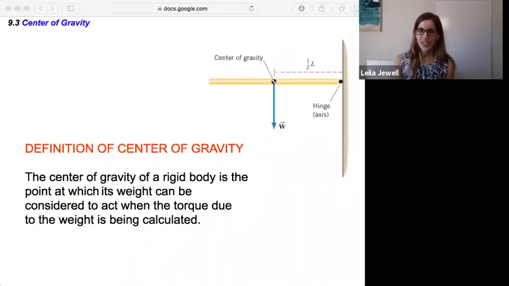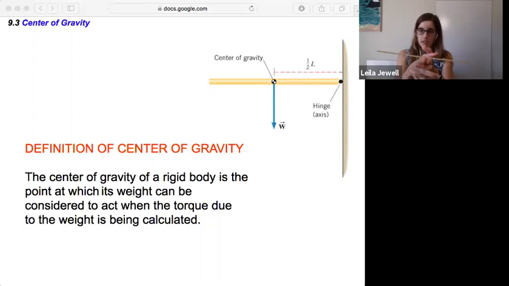Section 9.3, center of gravity. The definition of center of gravity: the center of gravity of a rigid body is the point at which its weight can be considered to act when torque due to the weight is being calculated. Center of gravity, it turns out, is basically identical to our center of mass, what we saw before as the balance point.